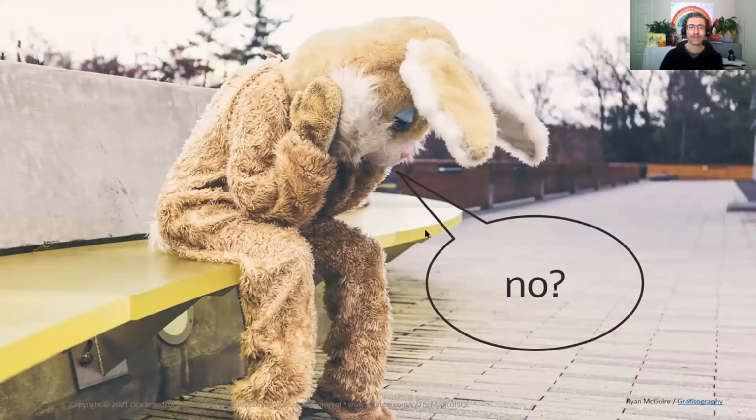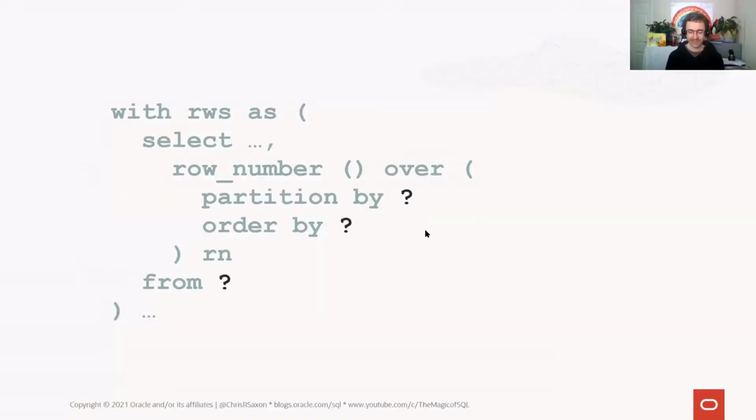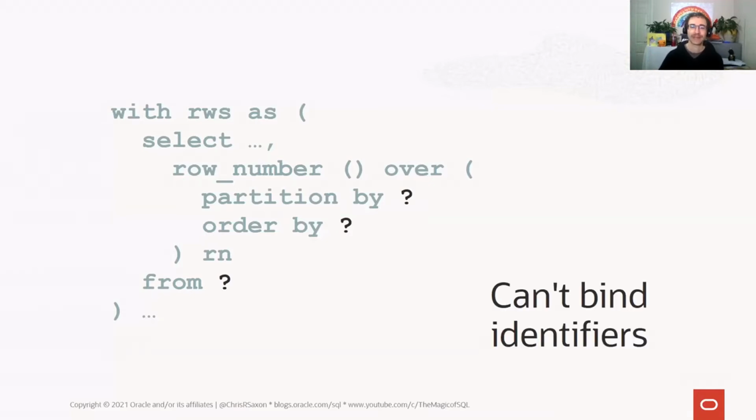Why not? Well, if we try to bind in the table names, I think most people, after learning about bind variables, attempt something like this. We say we want to pass in table and column names dynamically, so we try to write a query like this. The problem is, you cannot bind identifiers, so table names, column names, that kind of thing. So this just doesn't work.